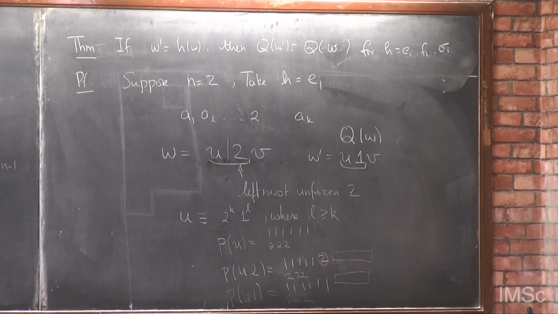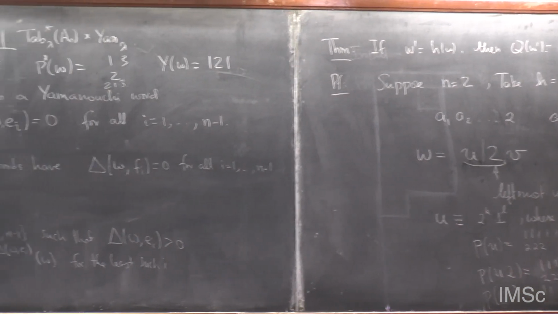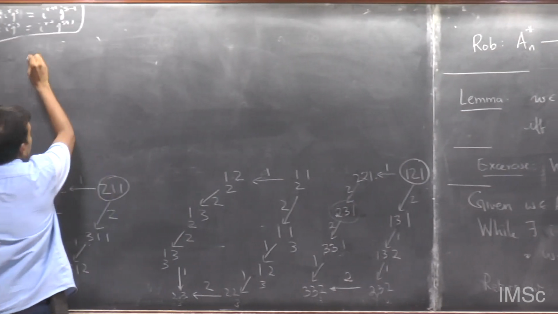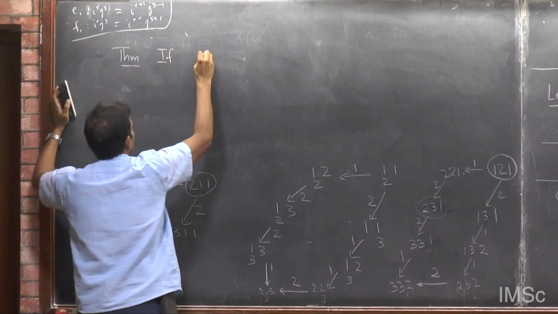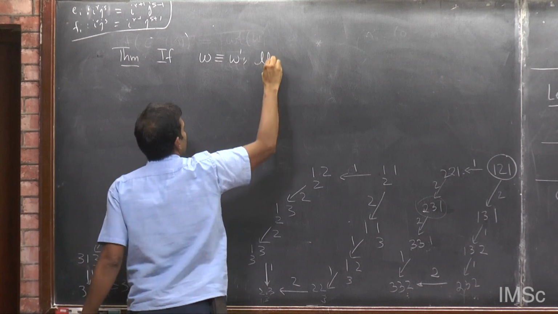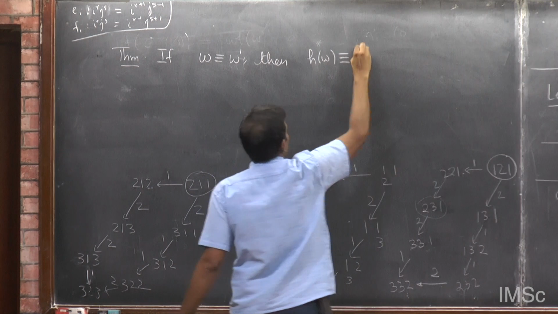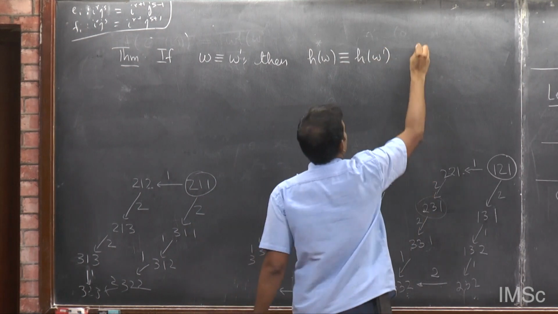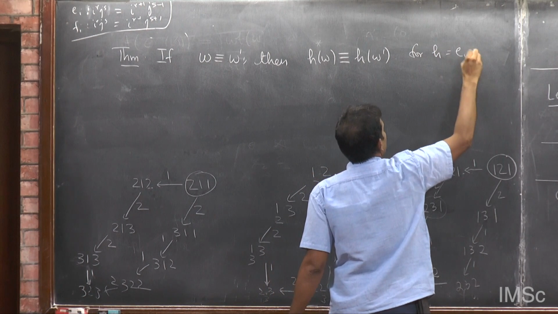The other important feature of these things is that, the second main result is that if W is congruent to W prime, then HW is congruent to HW prime, for H any of these.